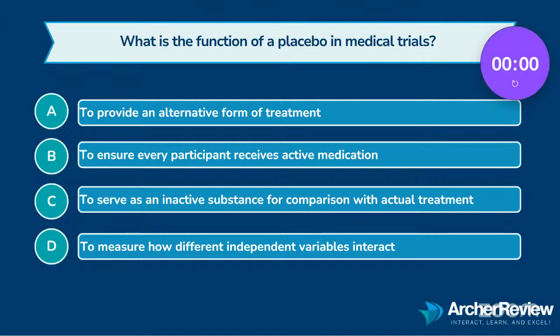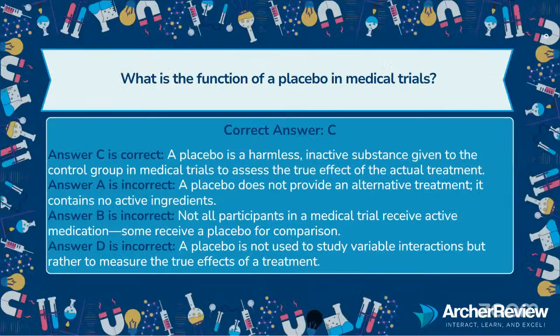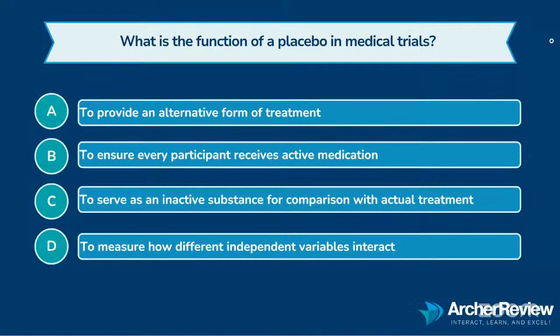Okay, I want you to pat yourselves on the back because from what I see, I think everybody who put in an answer had the correct answer. So you ready to see that? You want to pat yourself on the back? The correct answer is C. So it's a harmless, inactive substance given to that control group to assess the true effect of the actual treatment. So this was our correct answer, and I think everybody got that.